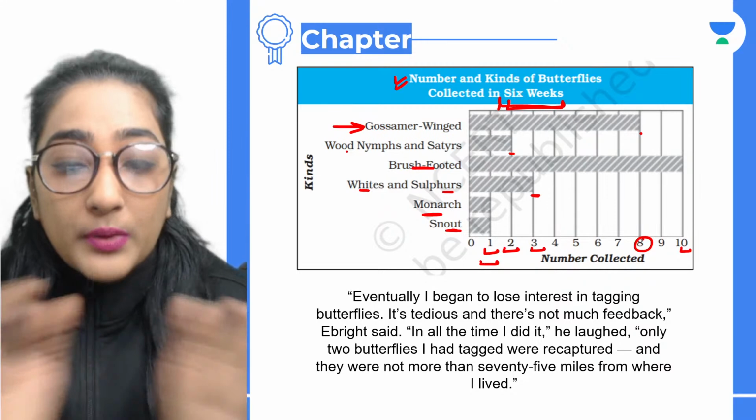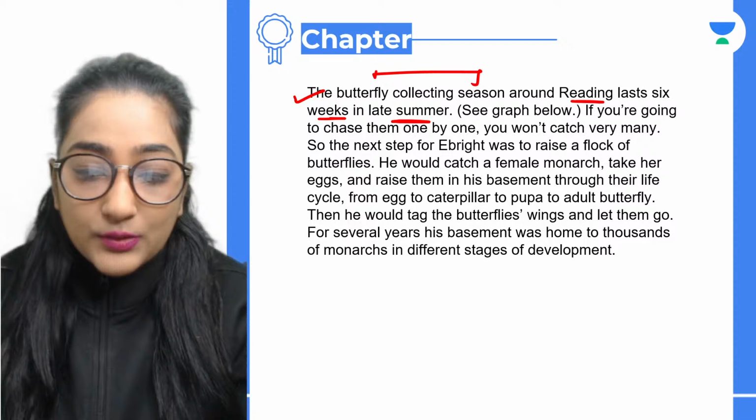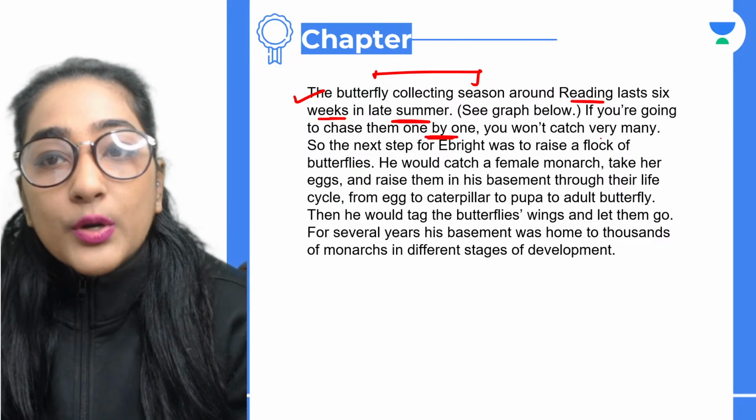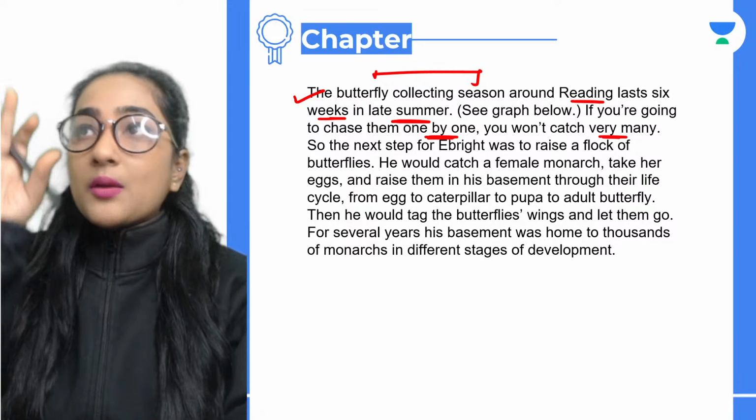All right, so this is how they were being able to collect it. Again, it's a detail, please remember it. All right, yeah, Vritika, I do remember you. Hi, dear. So, if you are going to chase them one by one, you won't catch very many. So this means that in that season, if you keep running after them one after another trying to catch them, you won't get many.